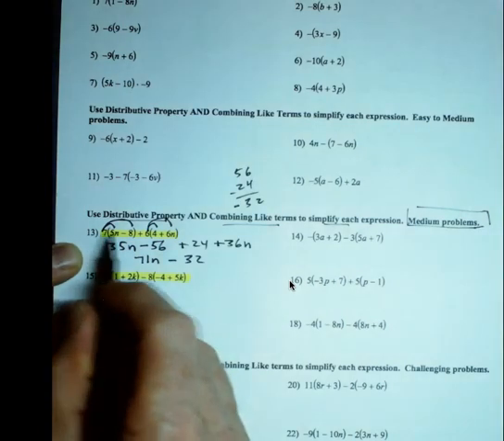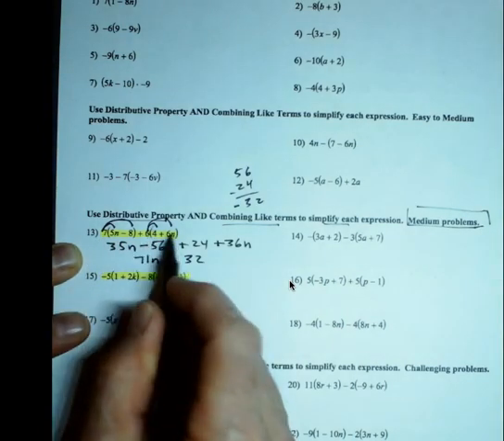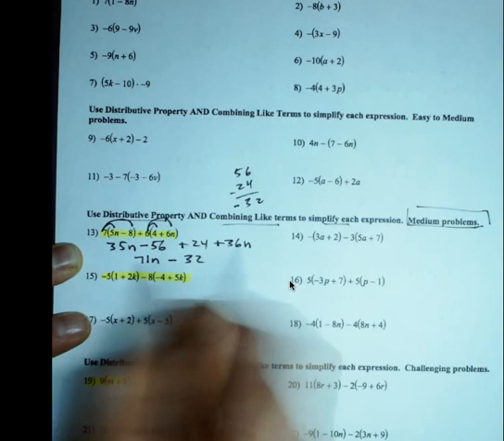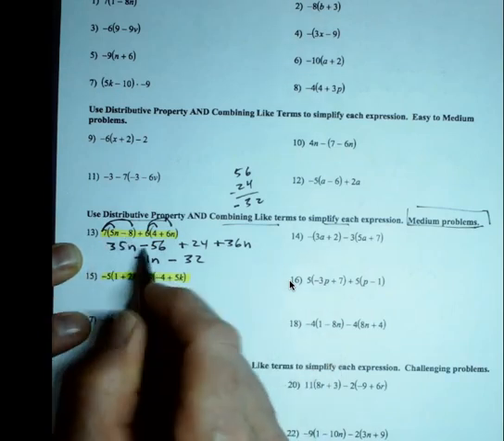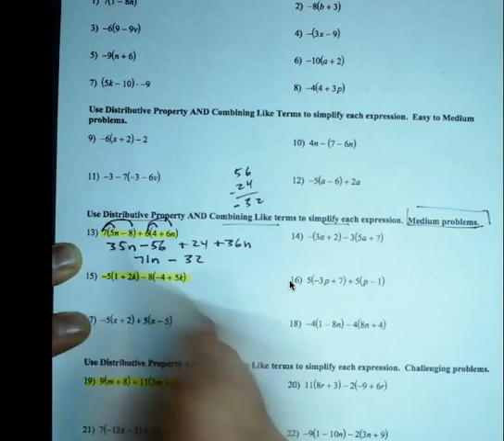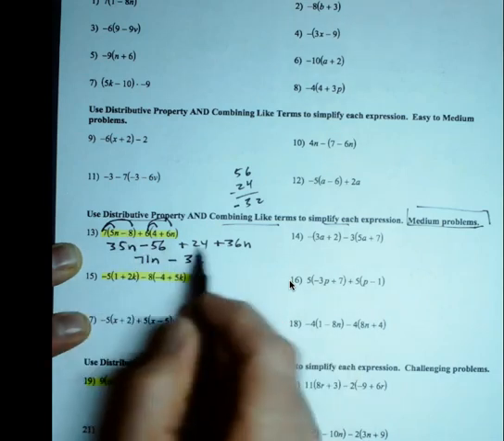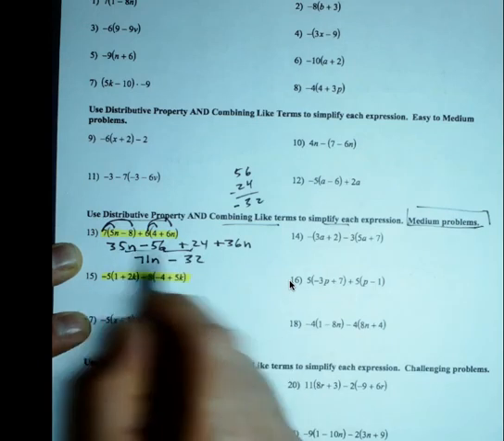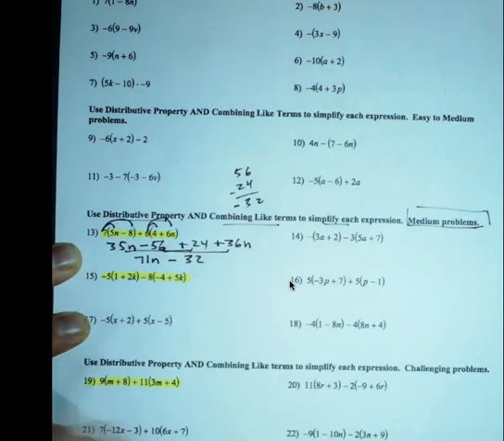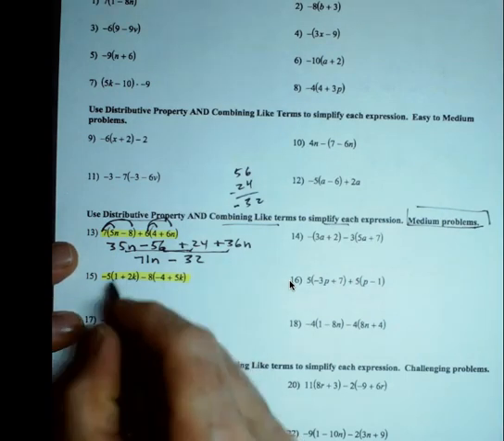Double check. 35n, 7 times 5. 36n. So there's my 71. Here is my 56. 7 times 8 is negative 56 because it's a minus 8. 6 times 4 is 24. So I'm combining these like terms, and I'm combining these like terms, putting them all together. 71n minus 32. All right, let's take a look at this guy here.